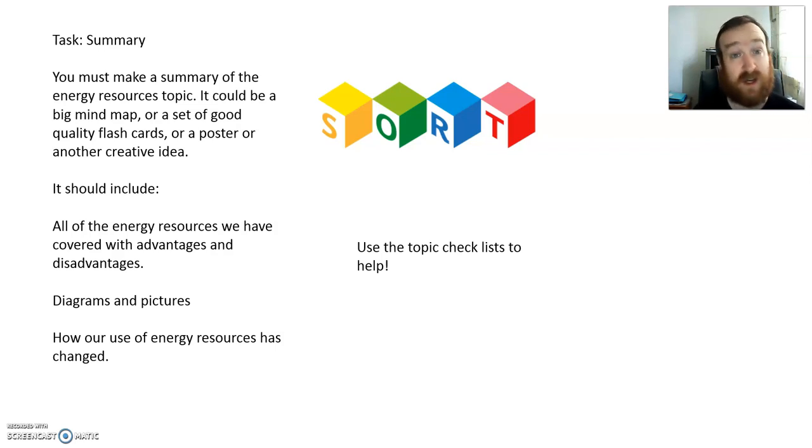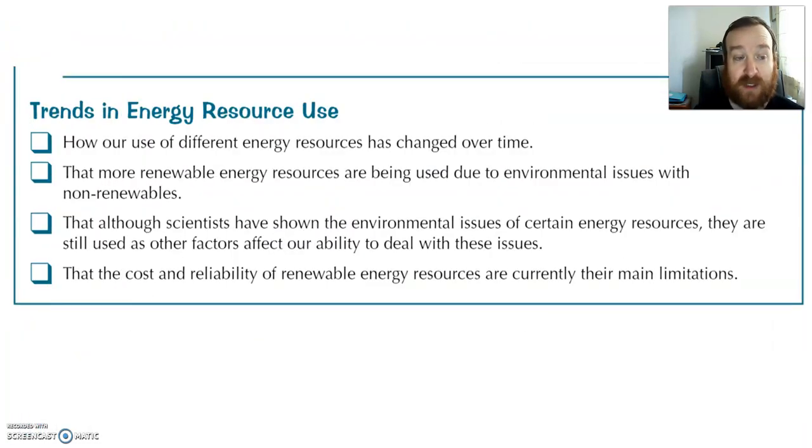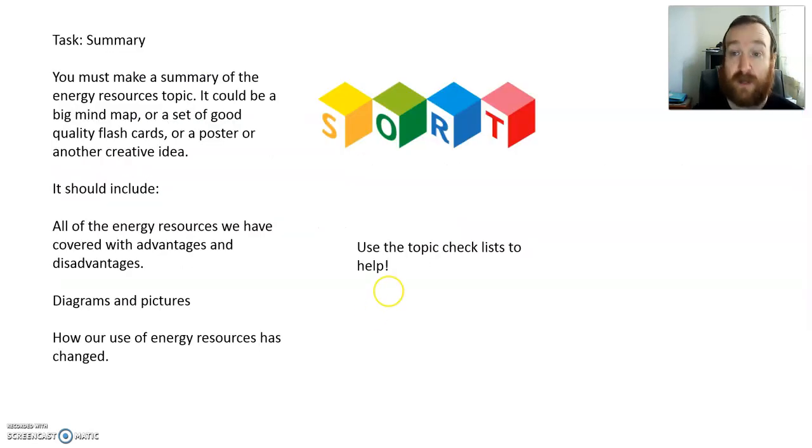You want to include diagrams and pictures, an explanation of how they work, okay, how the use has changed, so which would we use the most, which would we use the least, how that's changed over the last 20, 30, 50 years, and maybe why it's changed, okay. You can use the topic checklists, these, to help you in your summary. Now, these are going to be included in the classwork, the class charts, as well as in this video here, okay.